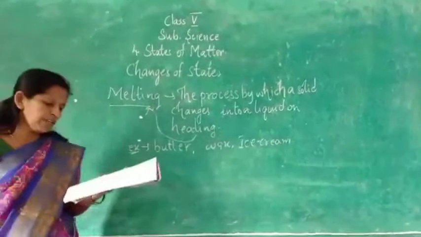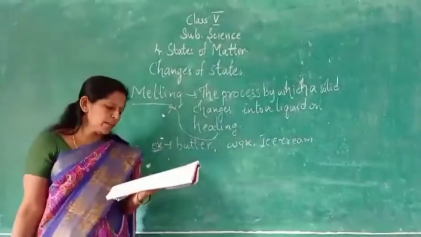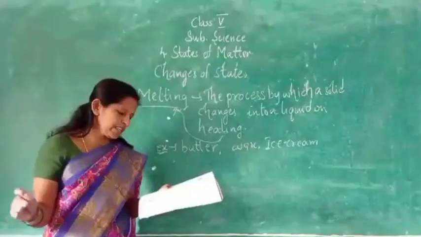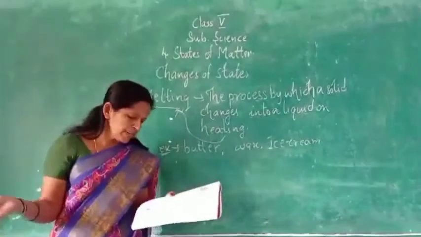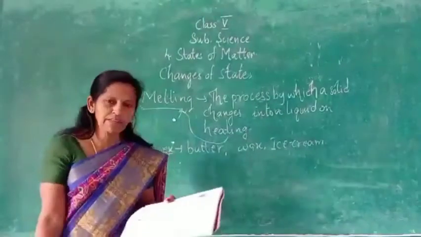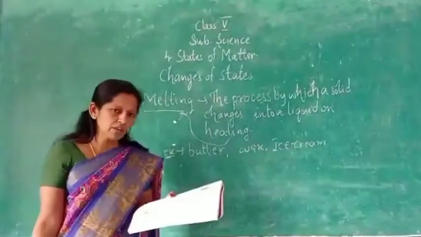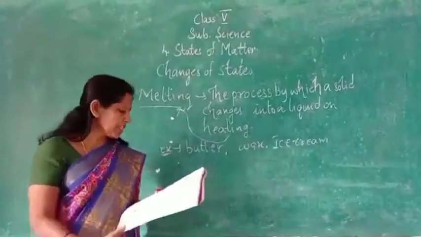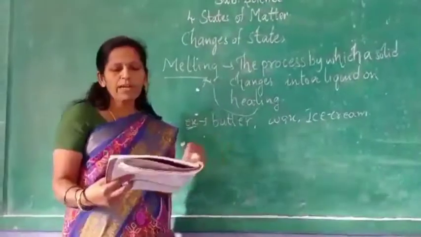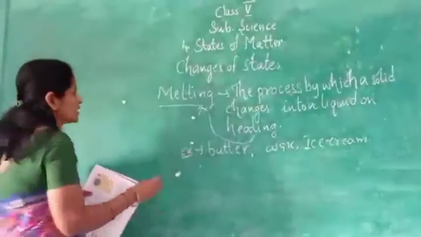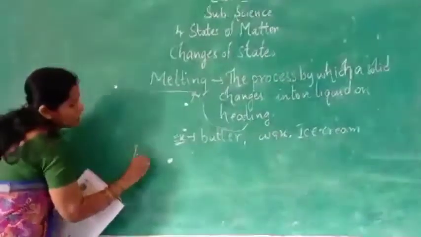When solids are heated, the molecules start vibrating faster. They are able to overcome the strong force of attraction between themselves. They start moving around, and this is how a solid changes into a liquid on melting. Next we are going to the next topic, evaporation.